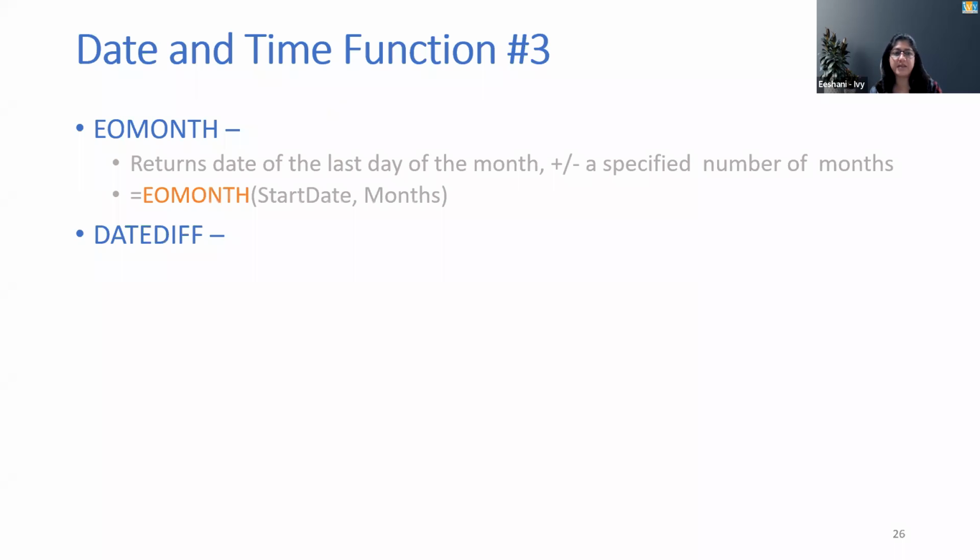Then we have date diff. How many of you have heard about it? It's a difference between two dates. It is in Excel also, but it's a secret function. It never shows up in the list.